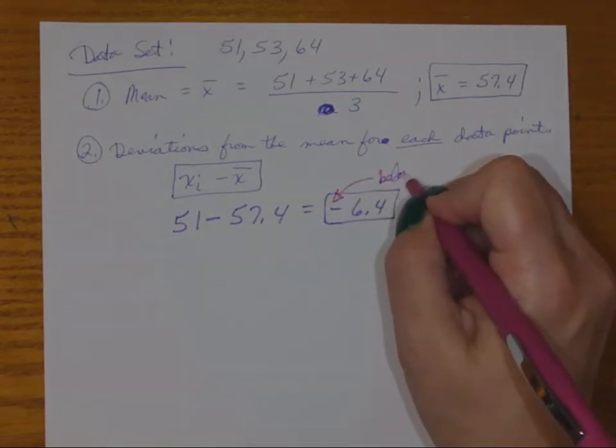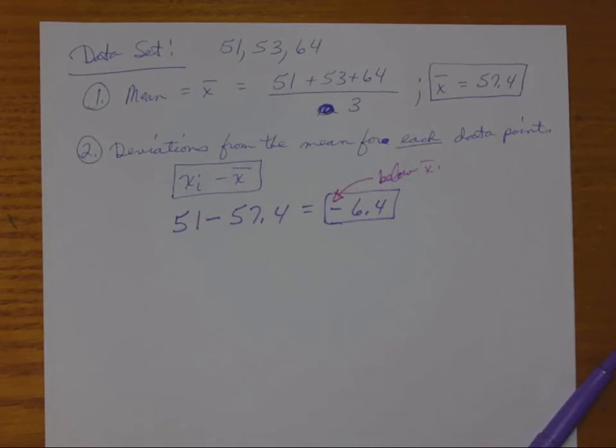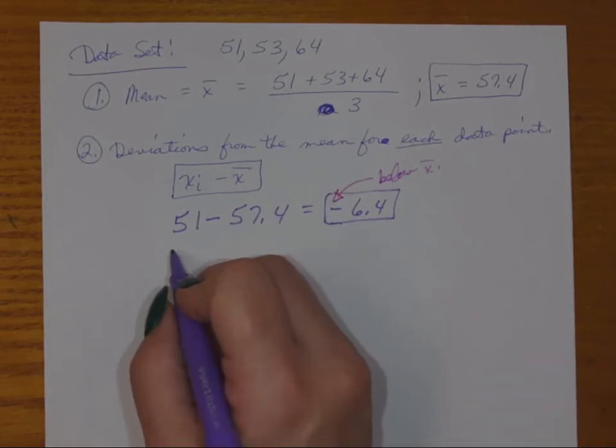Below the average. Okay. Next data point is 53.